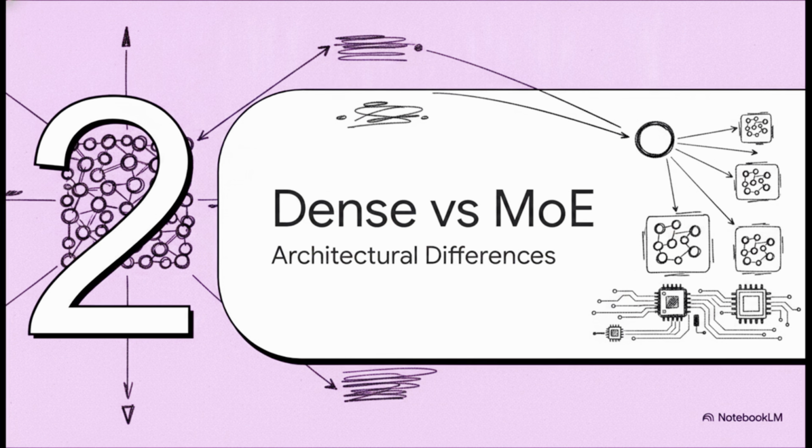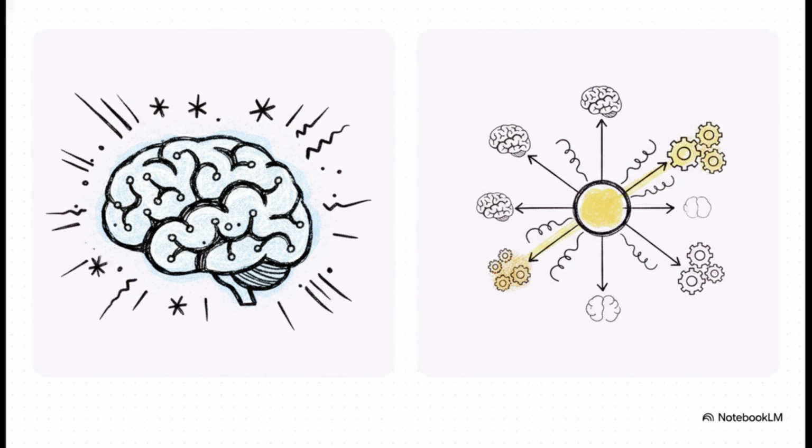Moving on to Section 2, Dense versus Mixture of Experts Architectures. Now let's look under the hood at the actual computer science choices making this local deployment possible. We really need to define the difference between dense and sparse architectures.